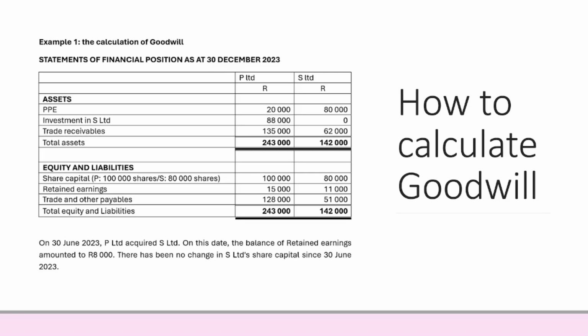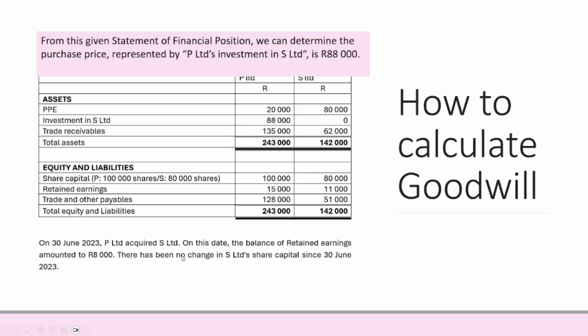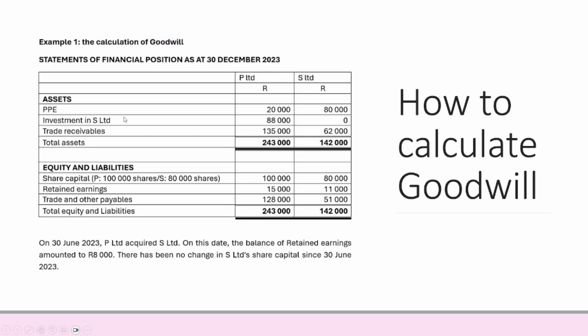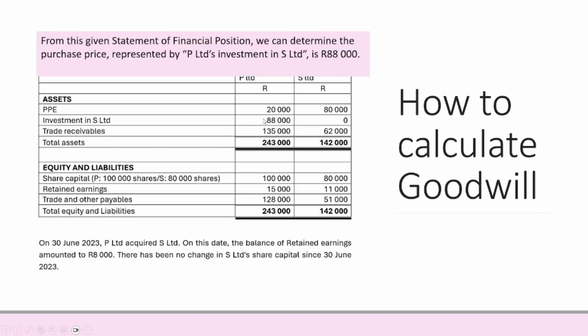But on this date, the balance of the retained earnings was 8,000 Rand. This is on the 30th of June 2023. And as you can see, our year end is 30 December 2023. So 6 months have passed. But there hasn't been any change in S Limited's share capital since the date of acquisition. From this statement of financial position, we can obviously now determine the purchase price because the investment in S is recorded by P Limited. P Limited is the parent, so their investment in S would be the cost that they paid to acquire the subsidiary. It is 88,000.